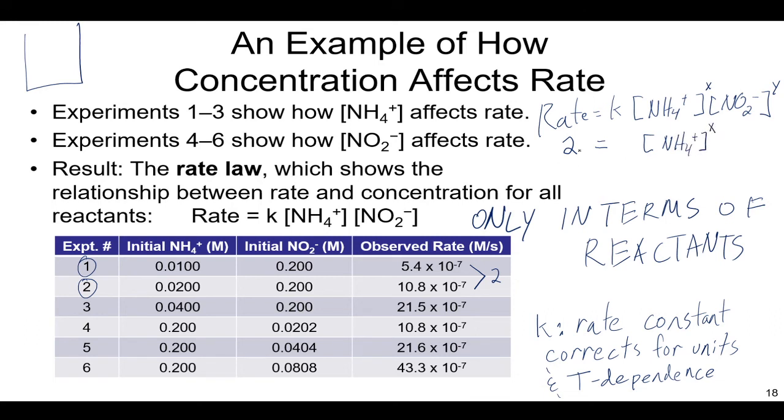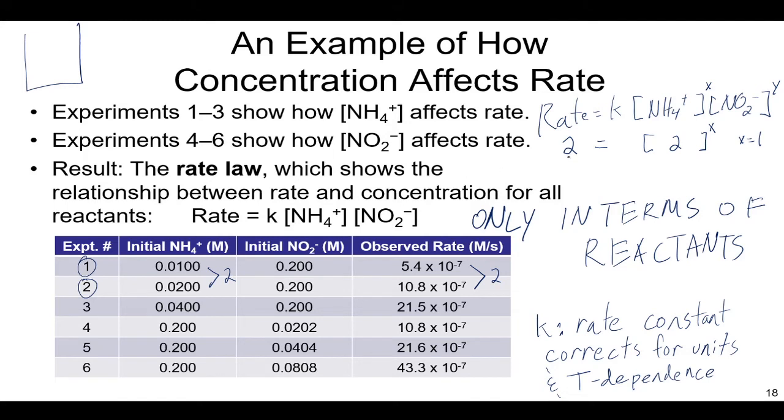So really all you have to figure out here is, what happened to NH4? It doubled. Two is two to what power? I wonder if I can solve this. X is 1. Okay, so that's where the 1 comes from. You plug in the data overall, you see the rate doubles when this doubles, so it's first order.